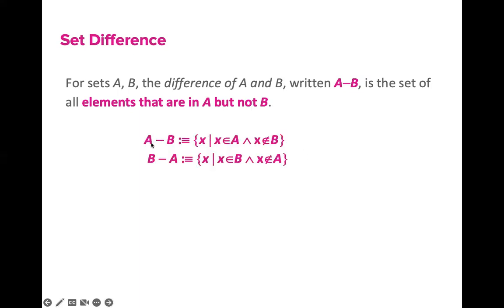Formally, A minus B is the set of all x such that x is in A and x is not in B. On the other hand, B minus A is the set of all x such that x is in B and x is not in A. Right? So the difference between A and B, A minus B, is equal to A intersection the complement of B, while B minus A is equal to A complement intersection B.